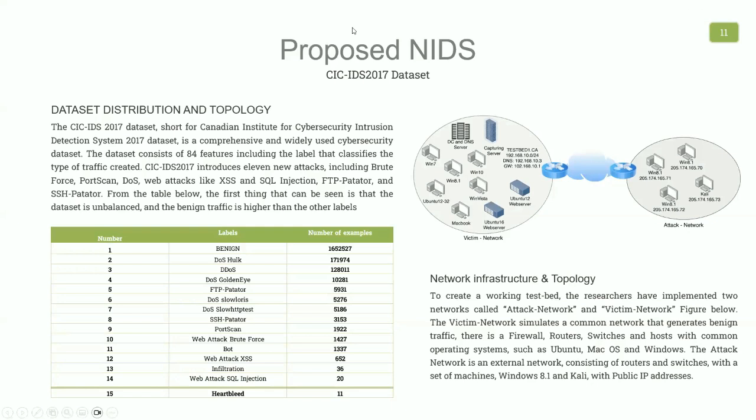The figure below illustrates the network infrastructure topology used by researchers to collect the dataset. To create a working testbed, researchers have implemented two networks called the attack network and the victim network. The victim network simulates a common network that generates benign traffic, and the attack network is an external network consisting of routers and switches with a set of machines with public IP addresses.